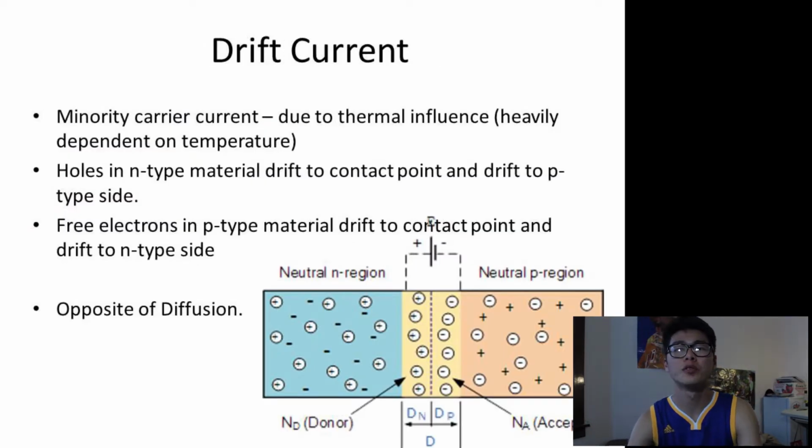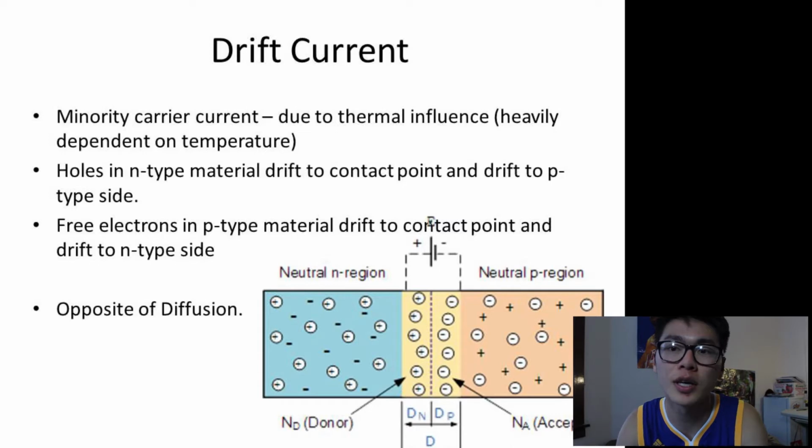And then on the other hand, we have drift current, which is for the minority carrier current. The diffusion current is for majority carrier current. So for instance, in the N-type side, that would be the electrons that are moving. For drift current, in the N-type side, it's the holes that we're actually concerned about.